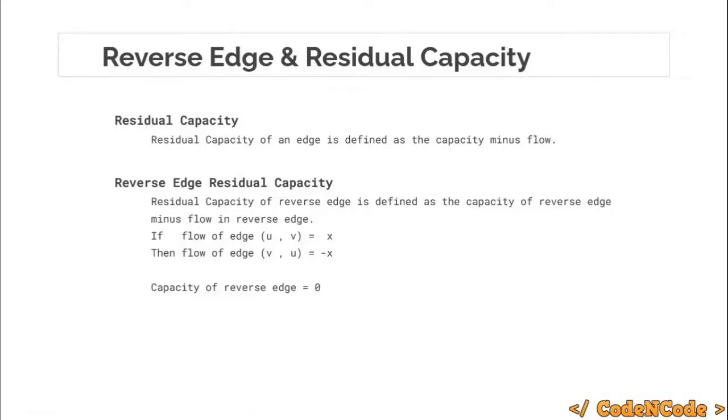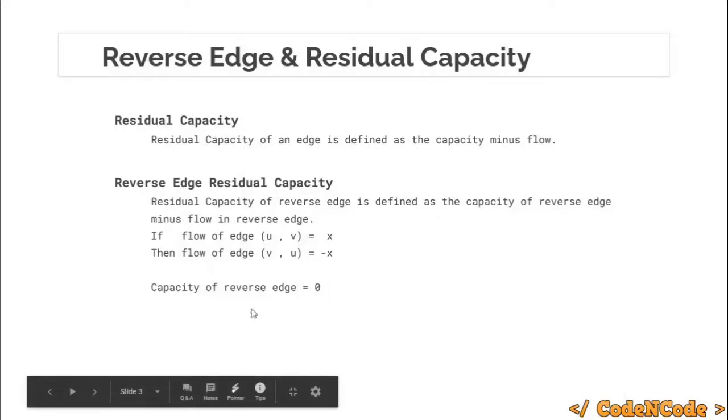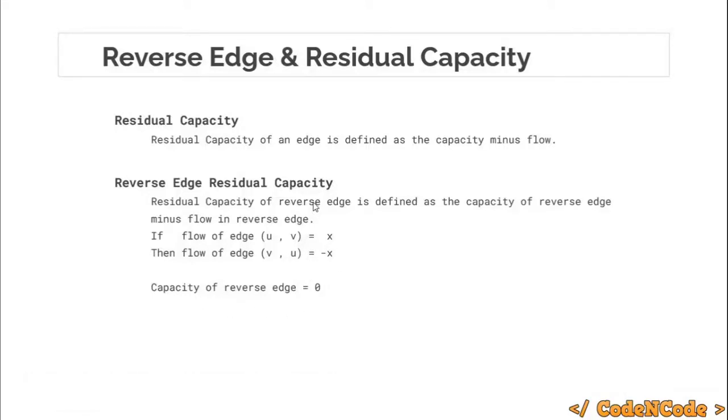Now if there is a flow x from the original edge A to B, then the reverse edge of it will have a flow of minus x. Using these two pieces of knowledge, the capacity of the reverse edge and the flow of the reverse edge, you can calculate its residual capacity. So we would need the residual capacity of the original edges as well as the reverse edges.